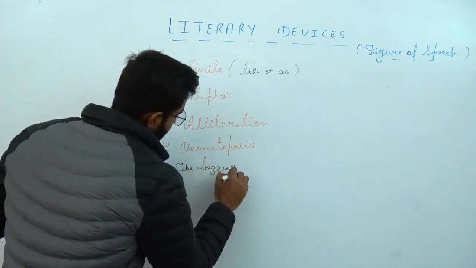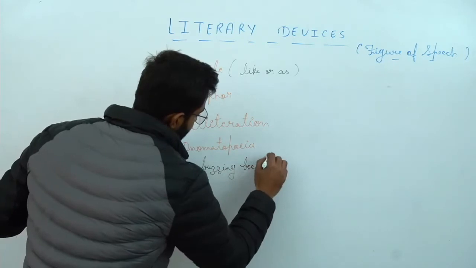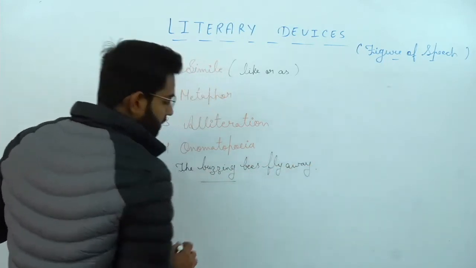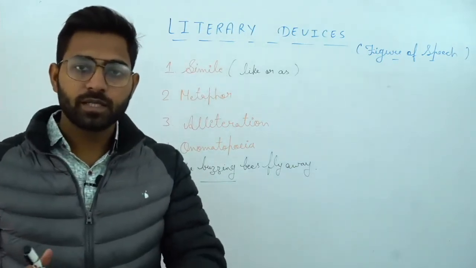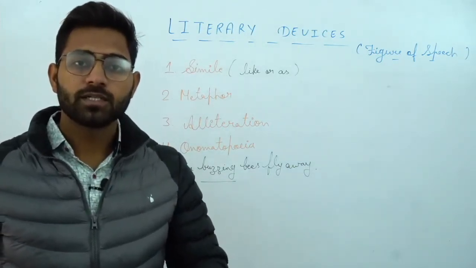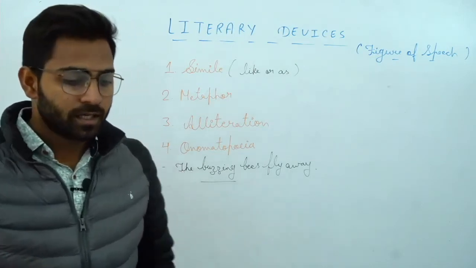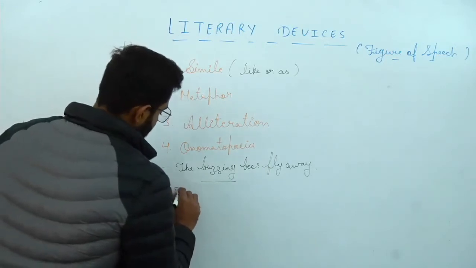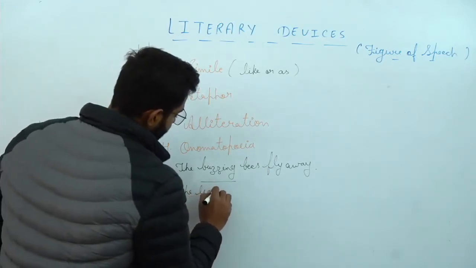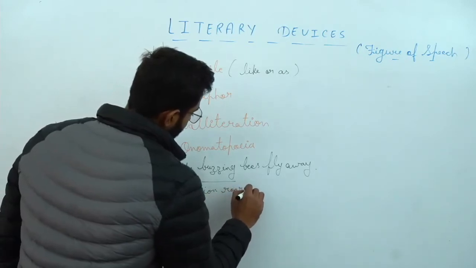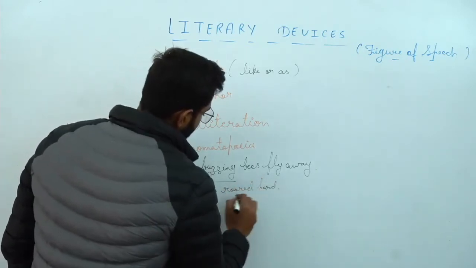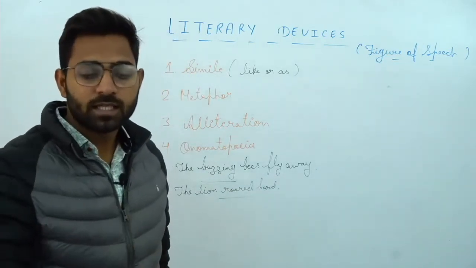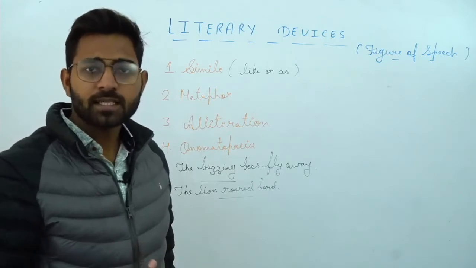The buzzing bees fly away. So the buzzing, that is the sound of the bees. Buzzing is the sound of the bees. So that is underlined here. Next, he looked at the roaring. The lion roared hard. So roaring, दहाड़ना, ये साउंड है, हम उसकी आवाज को क्या बोलते हैं? दहाड़ना. So that is a sound.